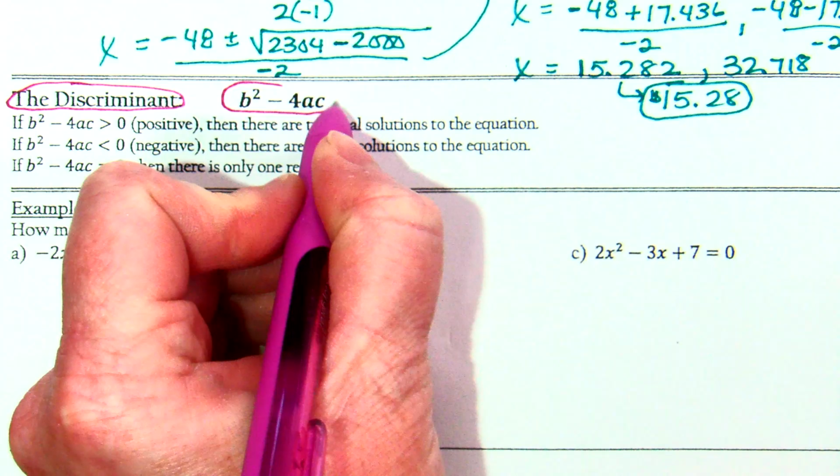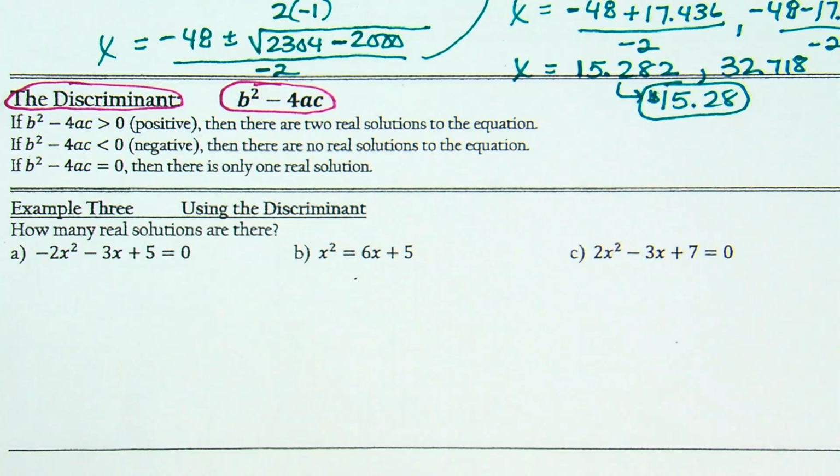It also is after the plus or minus sign. The nice part is there are times where we may not need to know our answers, but we just need to know if there's an answer or how many answers there are. And the discriminant can help us tell that. If b squared minus 4ac turns out to be greater than 0, I mean a positive number, then that means there will be 2 real solutions to the equation.